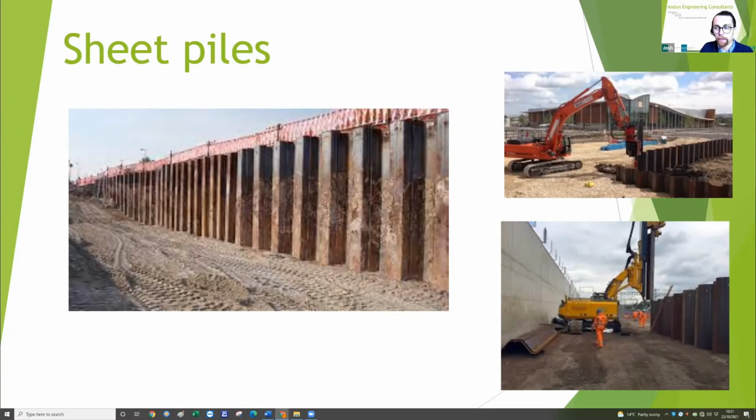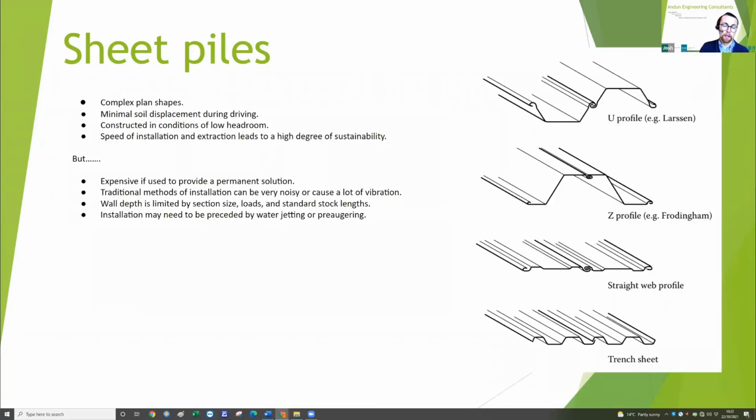Although the sheet piles are easily driven from ground level, construction is straightforward even when water is present, because the sheets can be installed from a barge or pontoon, so they're often used on waterfronts. So some notes on the types of wall. They're often able to follow complex plan shapes with ease, really. They cause minimal soil displacement during driving. They can be constructed in conditions of low headroom with a variety of modern installation methods now that cause low environmental impacts, such as noise and vibration.